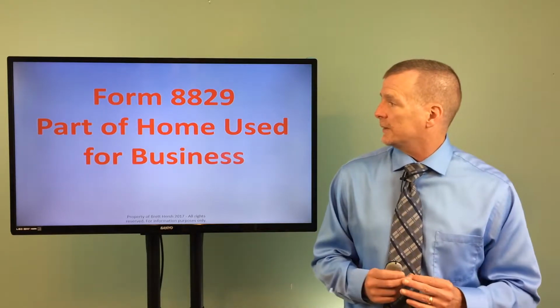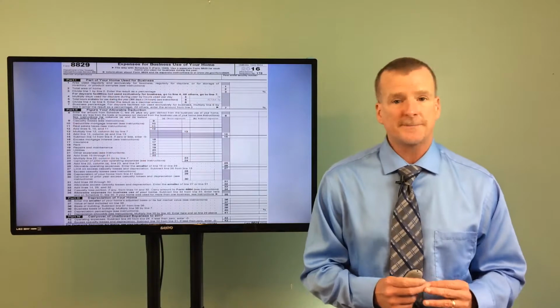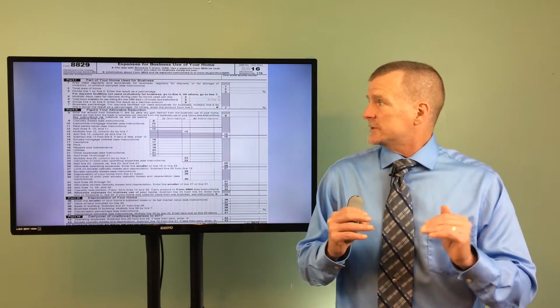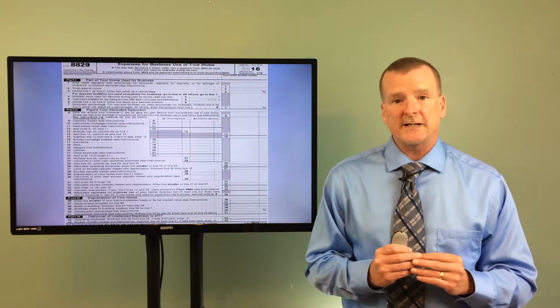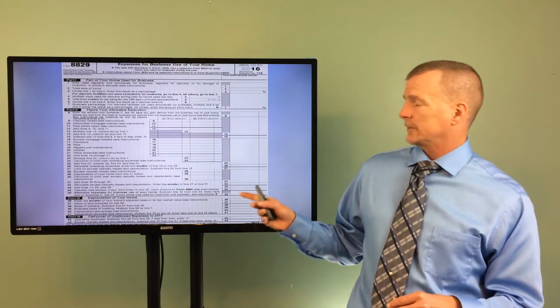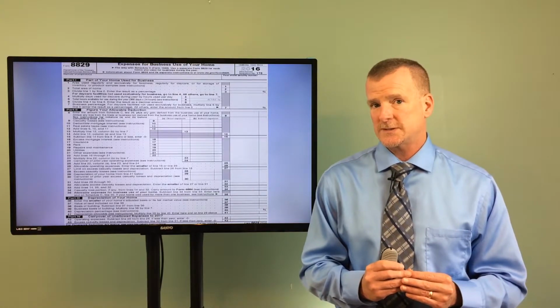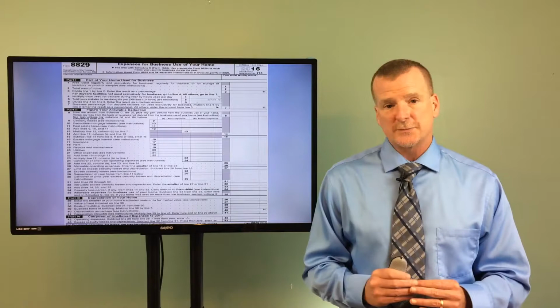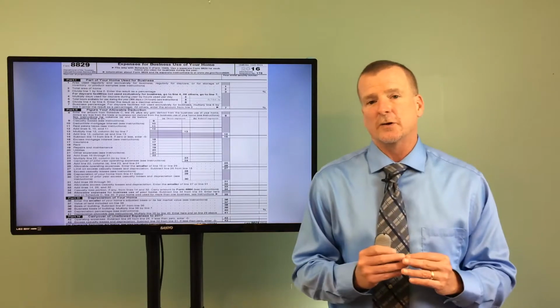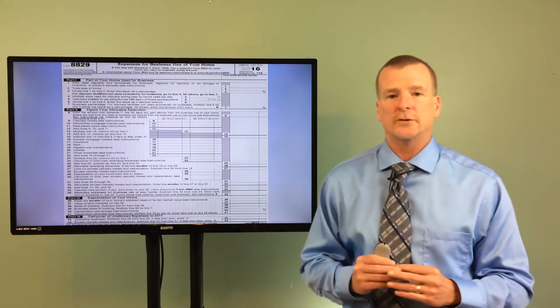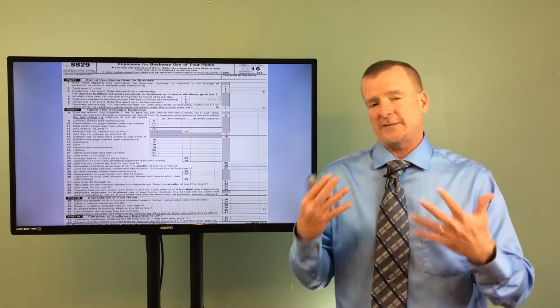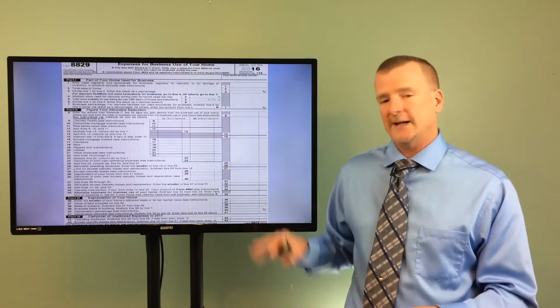So Form 8829, part of the home use for business. Here's an example of the Form 8829. You can print one out. I'm sure we have this in your resources, so you can follow along with this. We're going to go over the sections a little bit. We're not going to do this line by line like we do for others, because if you have a professional, you don't really care about this so much.